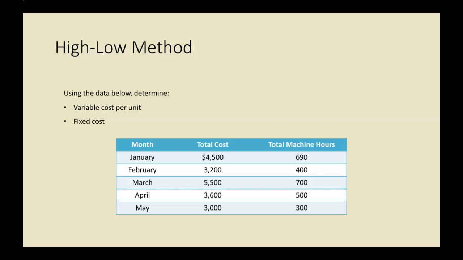Now our last problem that we're going to be going over in this review, it's this high-low method. We can use the high-low method to help us figure out the variable cost per unit and our fixed cost amount. So we're given some information here for the first 5 months of the year. We're told for each month the total cost and the total number of machine hours. So we call this the high-low method because we're looking for the month with the highest and the lowest output, right?